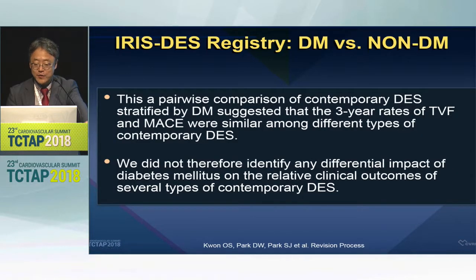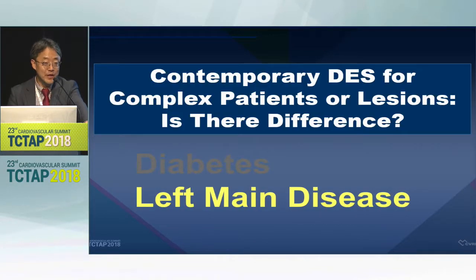So, in the pairwise comparison of contemporary drug-eluting stents stratified by diabetes, the 3-year rates of target vessel failure and MACE were similar among different types of contemporary DES. So we did not identify any differential impact of diabetes on the relative clinical outcomes of several types of contemporary drug-eluting stents. What about left main disease?